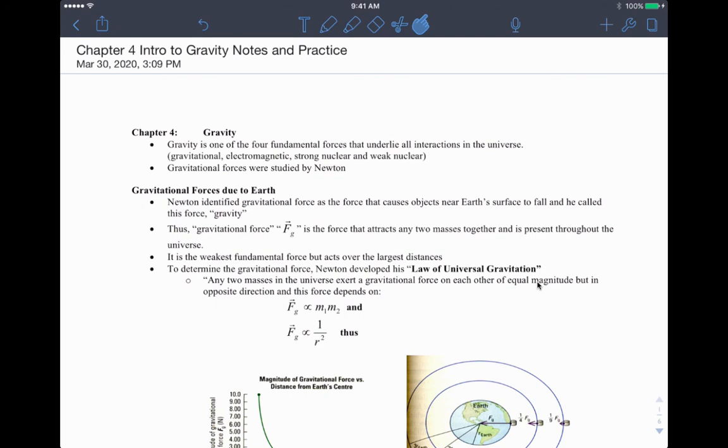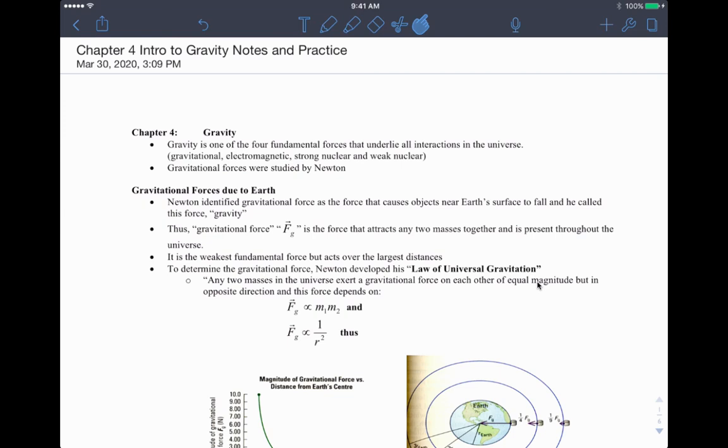Gravity is the weakest force, but it acts over the greatest distances. And we'll talk about that later. Forces that act at a distance are called action at a distance, because you don't have to have two objects touching each other for you to be able to experience a force. You can feel it at a distance.